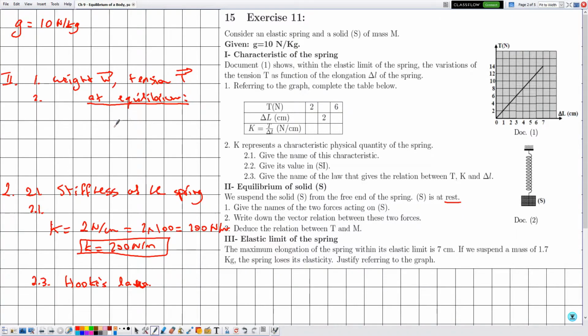Then on the left hand side of this equation we write the different forces acting on the solid S, and they are given by the weight and the tension. So weight plus tension is equal to 0 vector. Now dragging the tension to the right hand side, we have that weight is equal to minus the tension. Now in number 3, so let me say that K is equal to 200 newtons per meter.